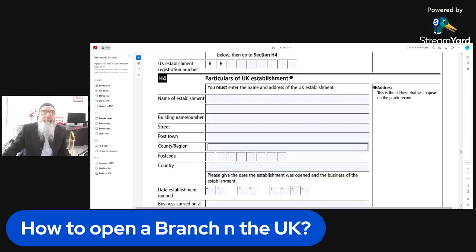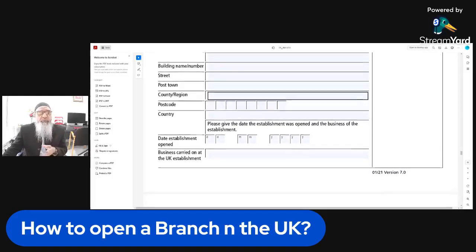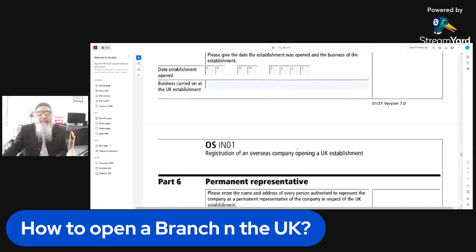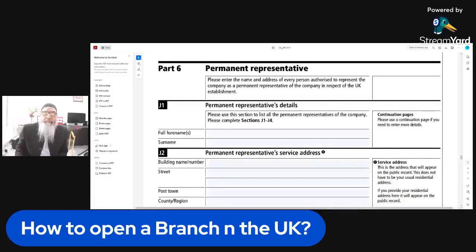Particulars of UK establishment. You must enter the name and address of the UK establishment. Name of establishment, building, street, post town, country, postcode, and date the establishment opened, business carried on at the UK establishment. All this is supposed to be disclosed. Permanent representative in the UK. Please enter the name and address of every person authorized to represent the company as a permanent representative of the company in respect of the UK establishment.